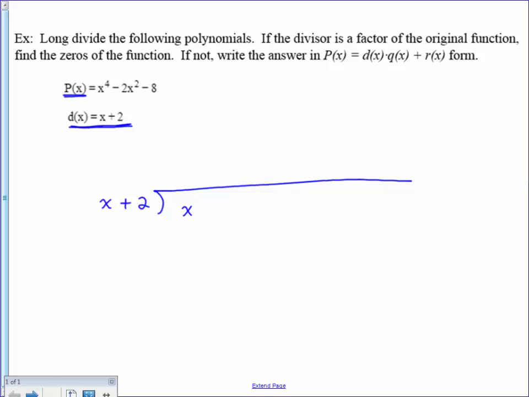So we'd have x to the fourth. Notice we're missing an x cubed term, so we would put 0x cubed minus 2x squared. We're missing an x term, so 0x, and then minus 8.